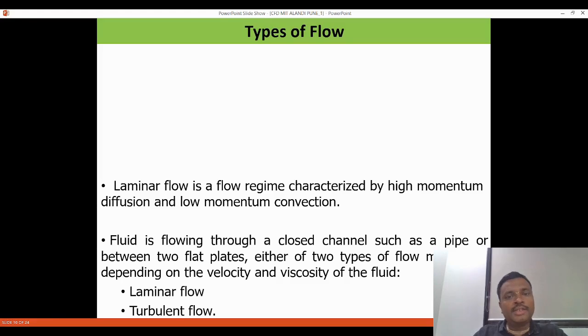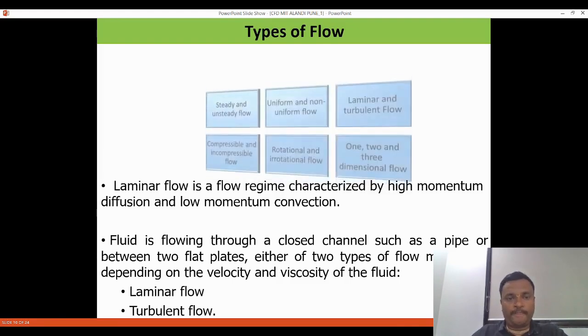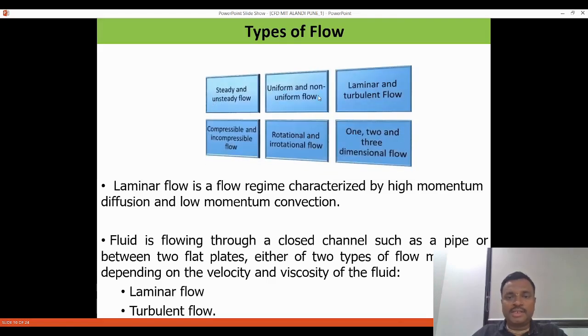And then this particular semester we will be focusing more on turbulent flow, the schemes and the modeling associated with turbulent flow. In general, there are these six types of flow you have studied in your second-year fluid mechanics: steady and unsteady, dependent on time; uniform and non-uniform, dependent on space; laminar and turbulent flow, depending upon the particle movement. If it is layer by layer, it is laminar; if it is zigzag, chaotic, it is turbulent. Then compressible, incompressible, rotational, irrotational, 1D, 2D, and 3D.